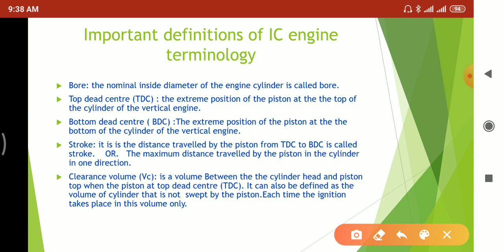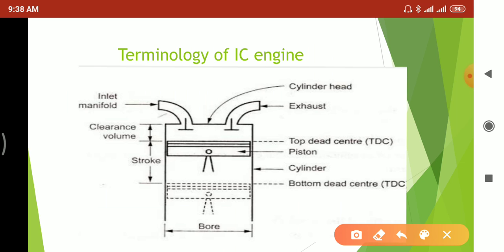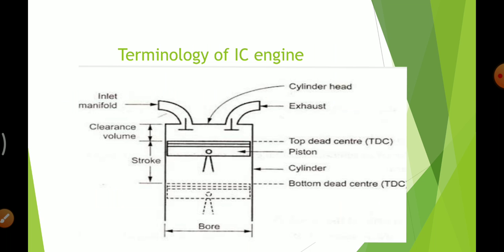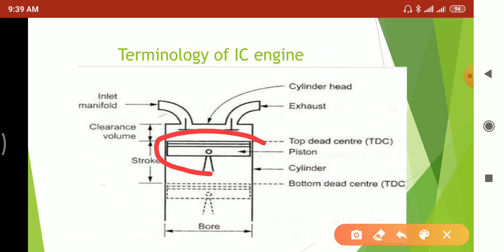Then second is TDC, top dead center. This is the extreme position of the piston at the top of the cylinder of a vertical engine. See here, this is TDC. This is the top of the cylinder when the piston is at TDC, called top dead center. In this, the piston does not cross this line. It is the position of the piston at the top of the cylinder. See here, this is TDC, top dead center.